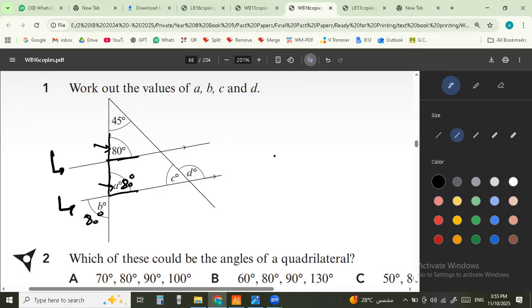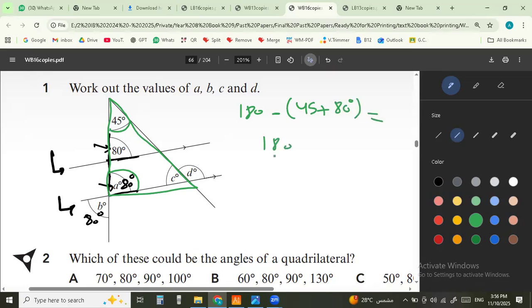What about C? Well, if you noticed over here, we have a big triangle. Look at this. This angle is 45. This angle is 80 degrees. So what is the third angle? I'm going to do 180 minus 45 plus 80 degrees. You're going to find that it is 180 minus 125, which is 55 degrees. So C is 55 degrees.